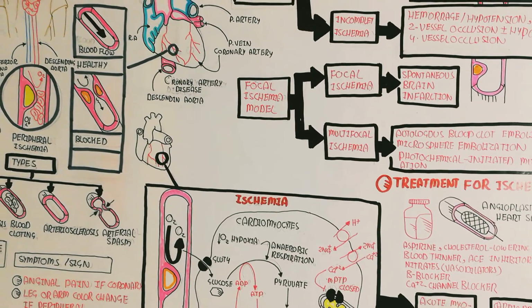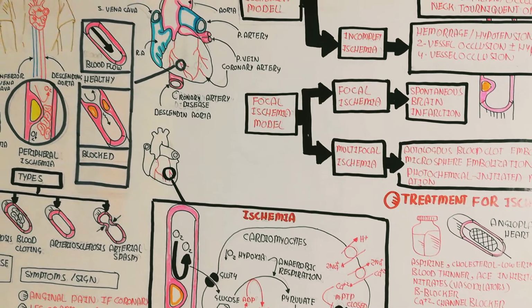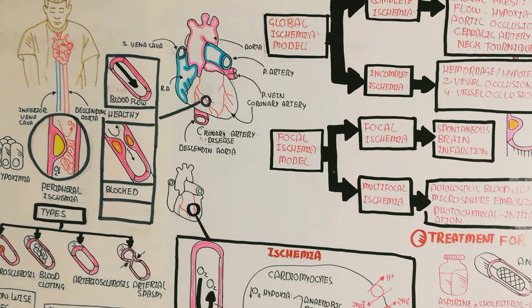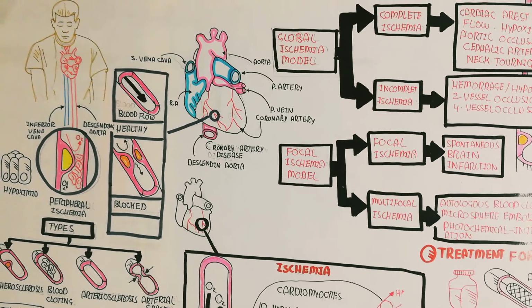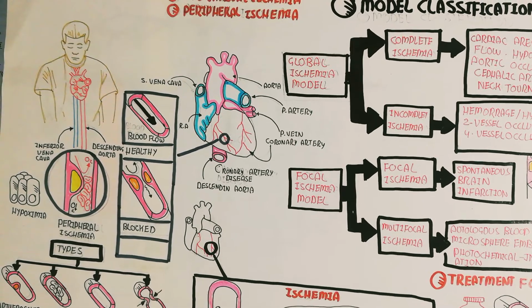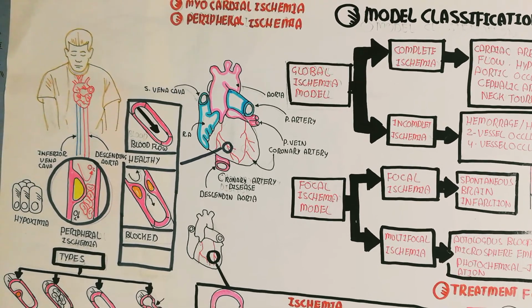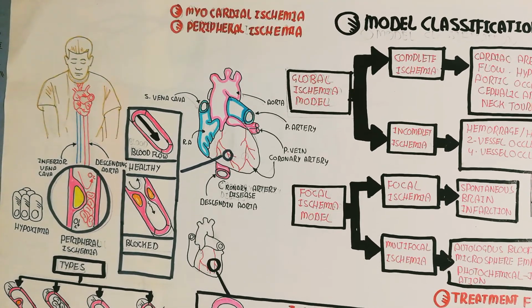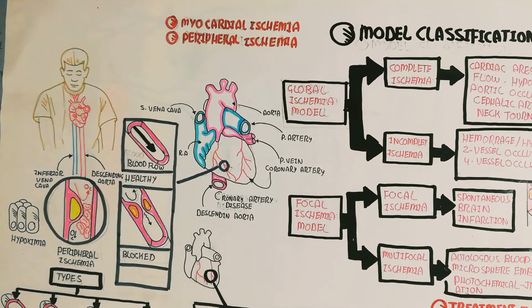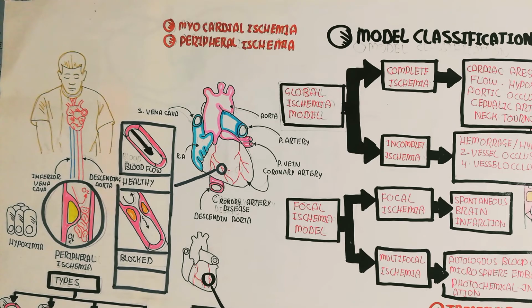So thanks for watching. In this video we have discussed myocardial ischemia and peripheral ischemia, and in this way we have discussed the general overview of ischemia. In the cell the hypoxia will occur. We have also discussed the model classification, and basically ischemia means the decrease of oxygen will lead to death of the cell.